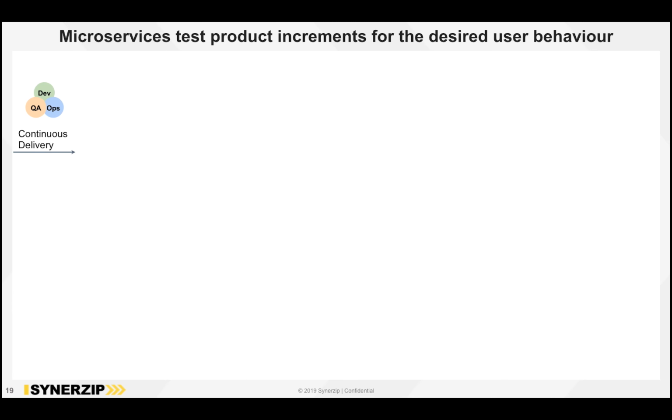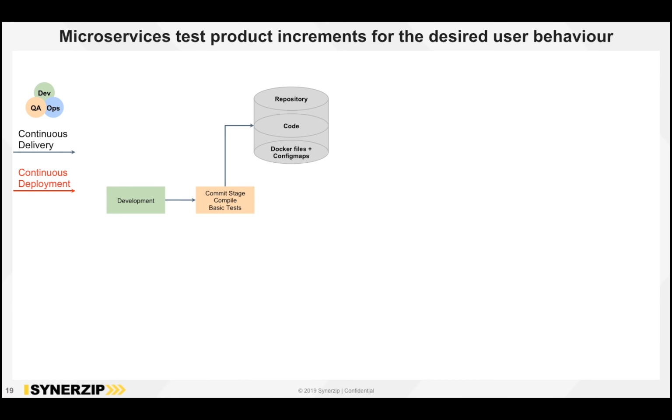So continuous delivery is depicted by black arrows and continuous deployment is depicted by red arrows. And then you start with the development. The developer checks the code into the commit stage. Tests are carried out by him on his laptop before checking the code into the repository, right? I mean, he will be running some unit tests on his own laptop.